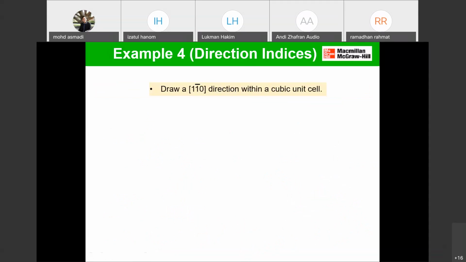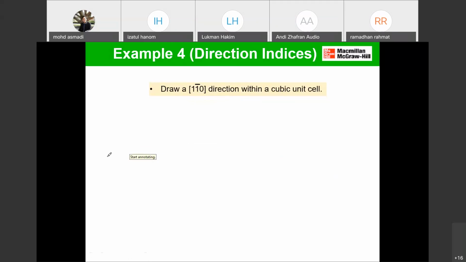Draw the [1, -1, 0] direction within a cubic unit cell. Okay, so this one, he gives the direction indices: 1, -1, 0. How can we draw it within the cubic unit cell? So what you have to do, okay, the direction indices are given as values.